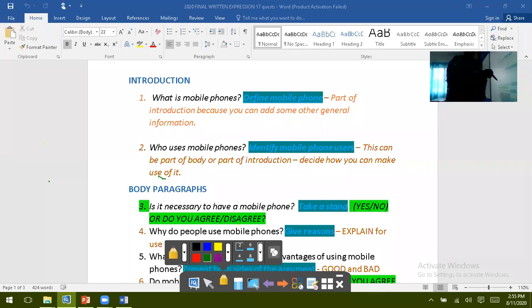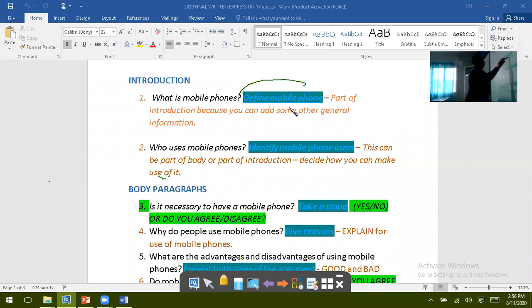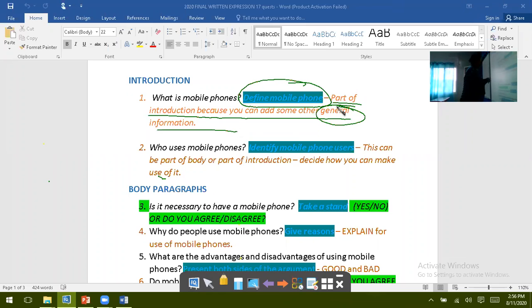Okay, I'm looking at the set of questions on the introductory page. We have about 4 minutes according to my laptop. So the first one is what is mobile phones? What are you going to do here? You will give a definition. So this can be part of the introduction because it is giving general information. And the next question is who uses mobile phones? Here you will have to identify the mobile users, and this can be part of the body, or part of the introduction. And you decide how you can use this information.